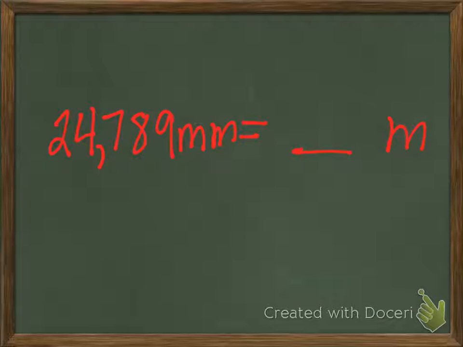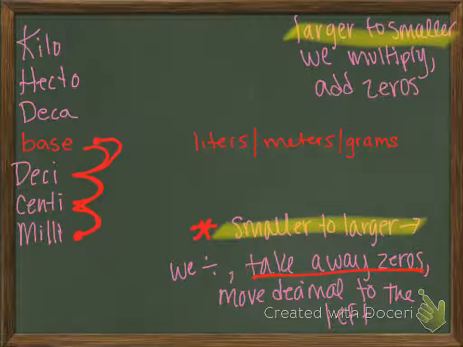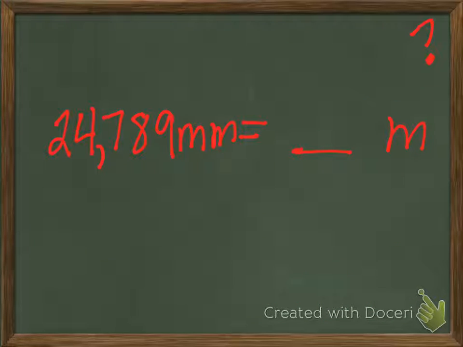So try this one all on your own. You are going to have to use the decimal thing that I just taught you, the decimal system. So I have 24,789 millimeters. So I'm going from millimeters to meters. So I'm jumping up 1, 2, 3. I'm going from smaller to larger, so I'm looking at this. I can take away zeros. I can take away 1, 2, 3 zeros, but I don't have zeros on my problem.